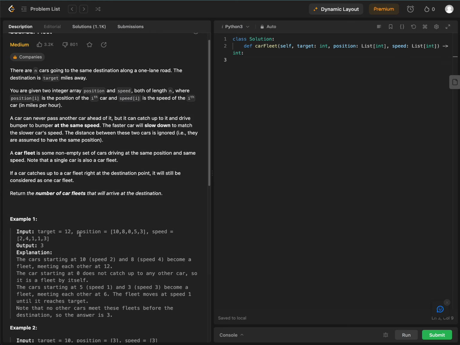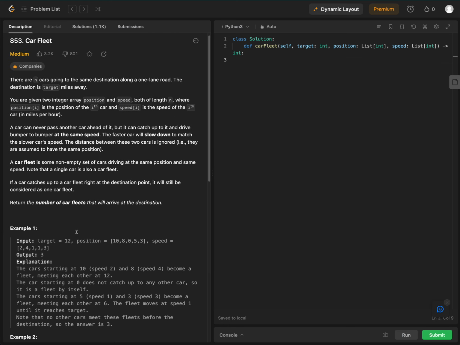This is the question. Target is 12, so let's just take this as an example to make sure we fully understood the question. Here we have position and speed as two arrays, and we'll look at the entire array and look at how everything happens.